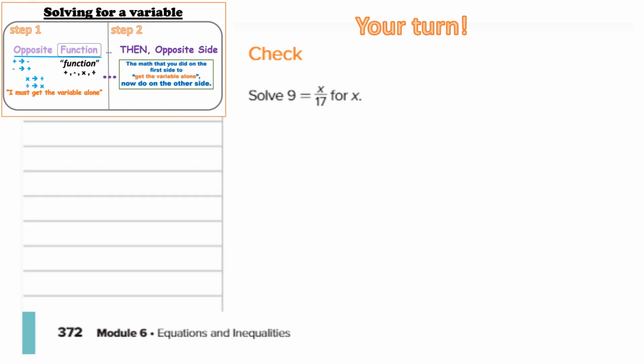All right. So I want you to try this one. Same type of setup. Come back to me and let's check your work. So hopefully you have an answer. You see your math problem, 9 is equal to, it's not x 17ths, it's x divided by 17.